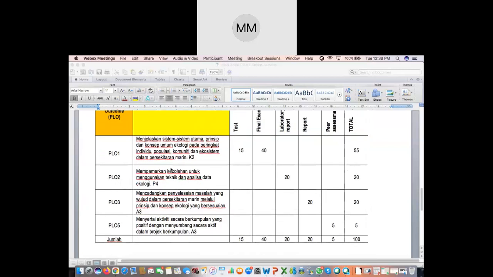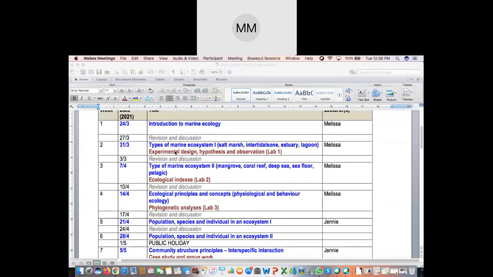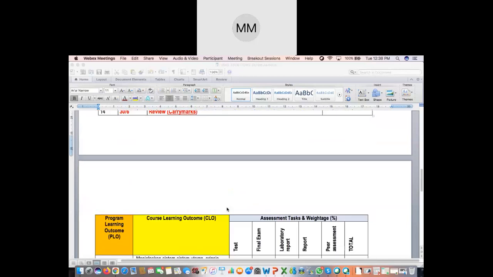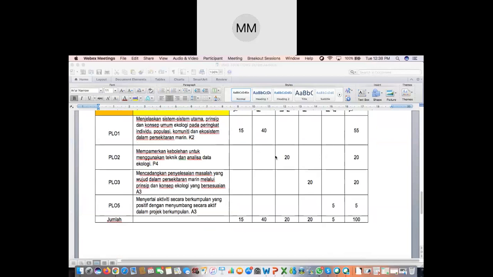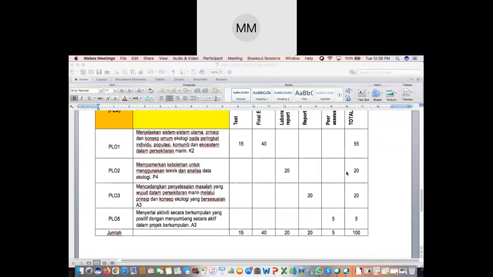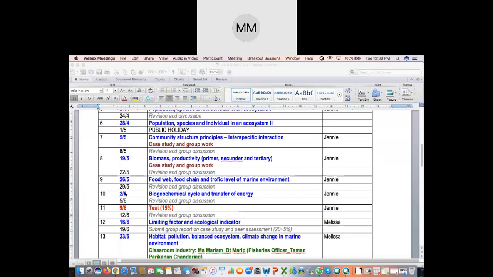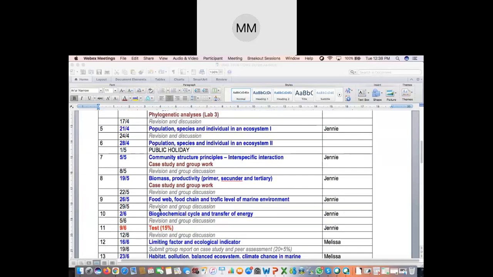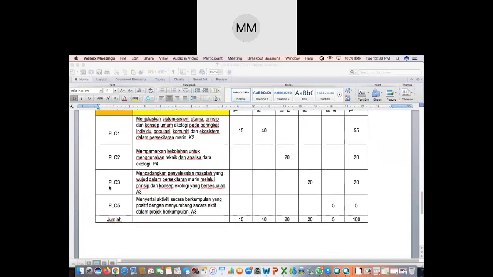PLO2 basically is your lab session, and this is in reference to my sessions, which is labs 1, 2, and 3. So labs 1, 2, and 3 will constitute 20% of your marks. And then coming to the case study, which I've mentioned from Dr. Jenny's side, which will be from the 7th and 8th week, this will constitute, again, another 20%.